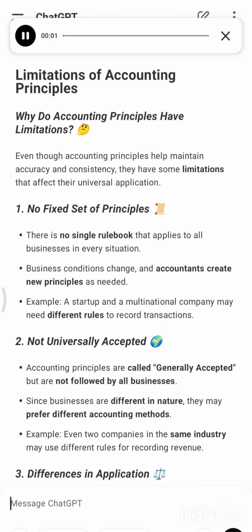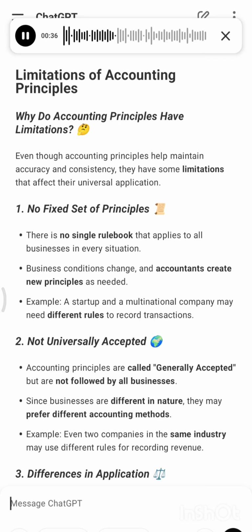Limitations of accounting principles. Why do accounting principles have limitations? Even though accounting principles help maintain accuracy and consistency, they have some limitations that affect their universal application. 1. No fixed set of principles. There is no single rulebook that applies to all businesses in every situation. Business conditions change, and accountants create new principles as needed. Example: a startup and a multinational company may need different rules to record transactions.